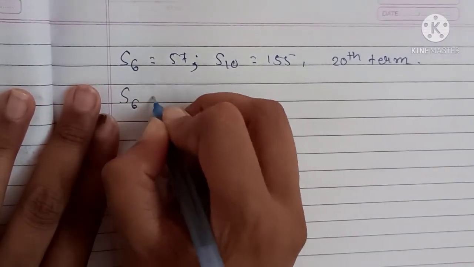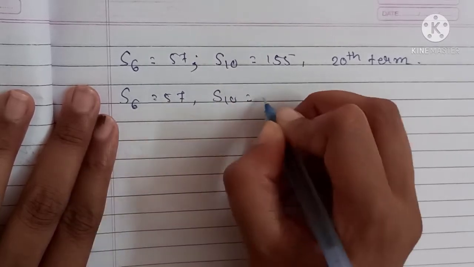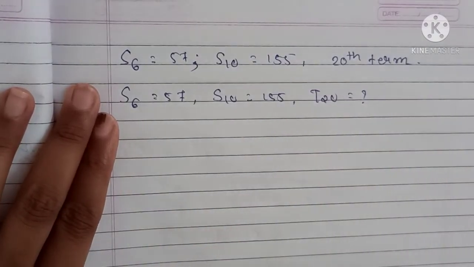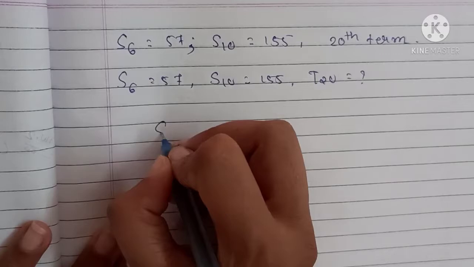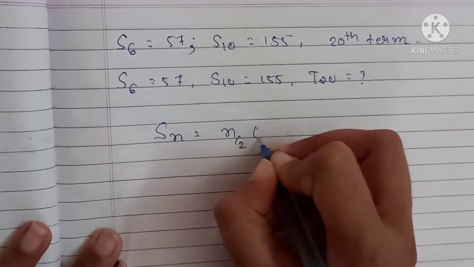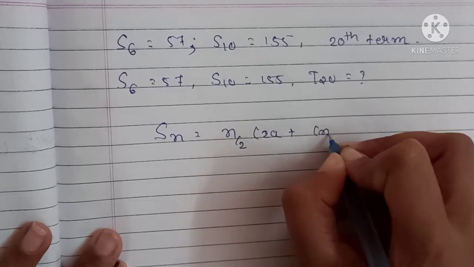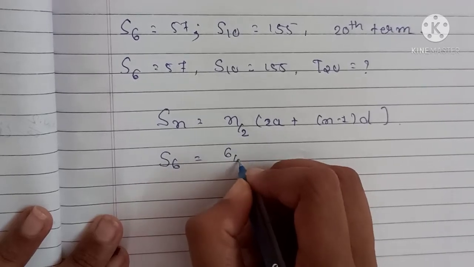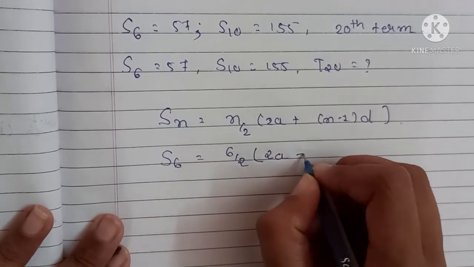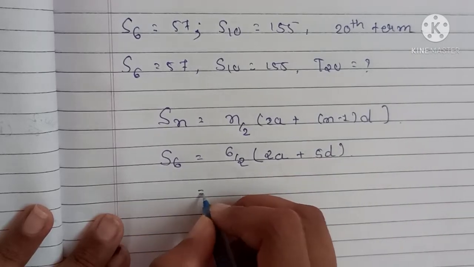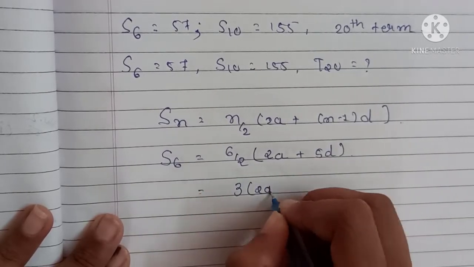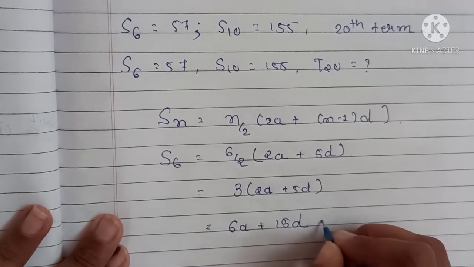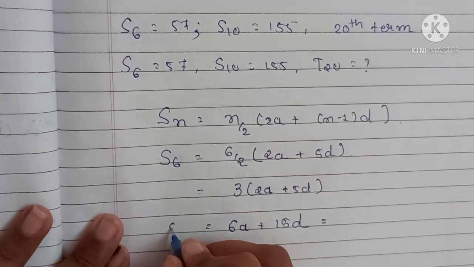That means S6 is 57 and S10 is equal to 155, and we have to find out T20. Right? So Sn is equal to n by 2, 2a plus n minus 1 into d. This is the format. Find out S6. 6 by 2, 2a plus 5d, that is 3 times 2a plus 5d, that is 6a plus 15d is equal to S6, which is 57.